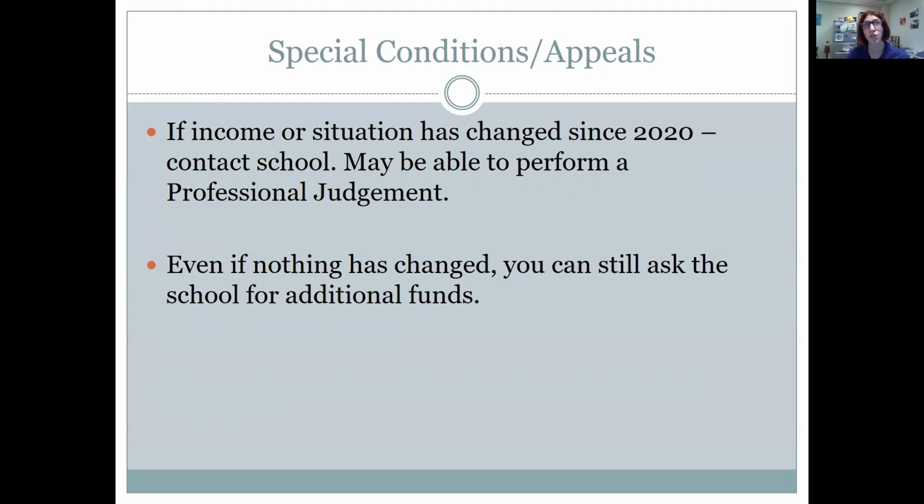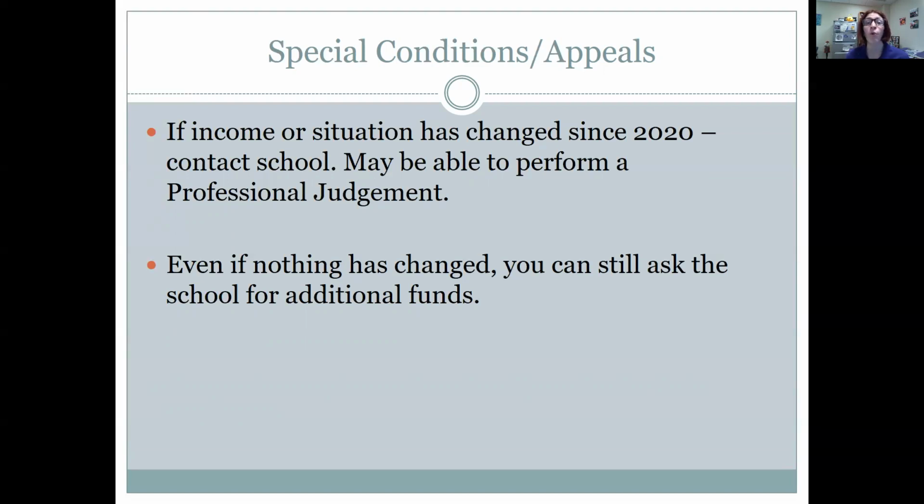So there's really two different appeals, what we'll call it. The first one, which we call special conditions or professional judgment, is when you completed your FAFSA based on the 2020 information, but there's been a reduction in income. Someone lost a job.